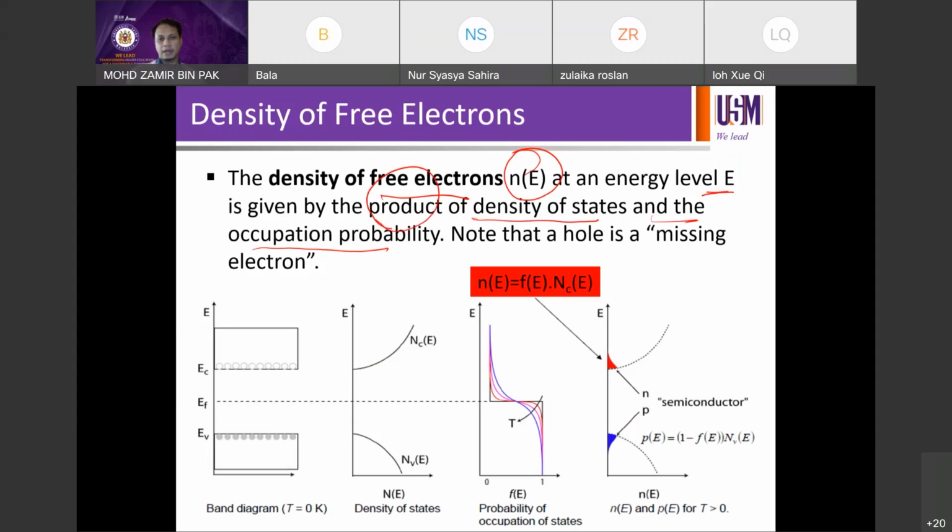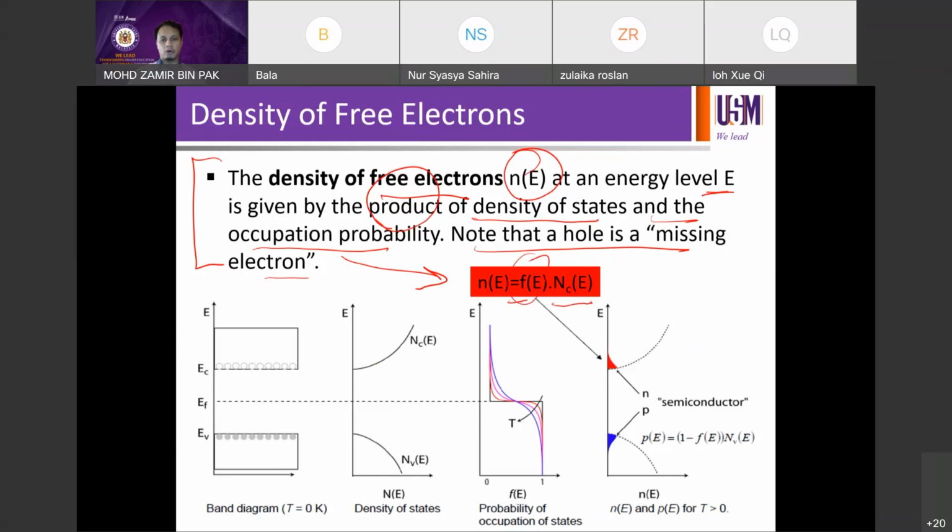Note that a hole is a missing electron, and therefore it's going to be the inverse. So this statement can be replaced by this equation: Ne, the density of free electrons at an allowed energy state, equals F(E), the Fermi-Dirac distribution function or probability of occupation, times NC(E). NC(E) is the density of states of electrons in the conduction band.